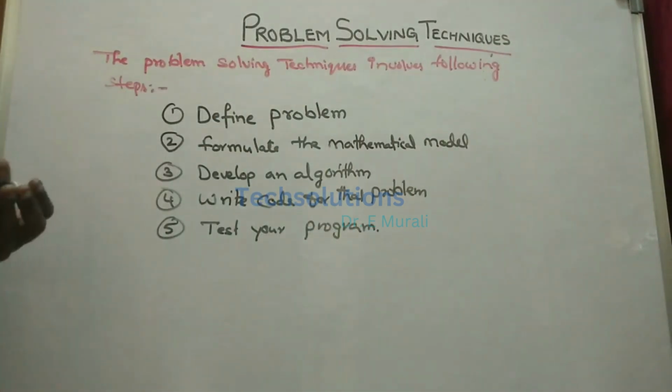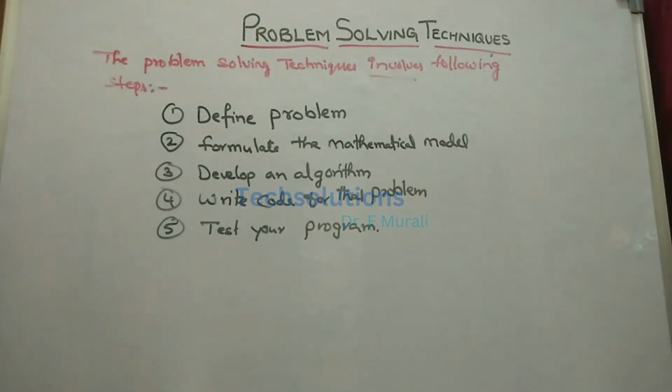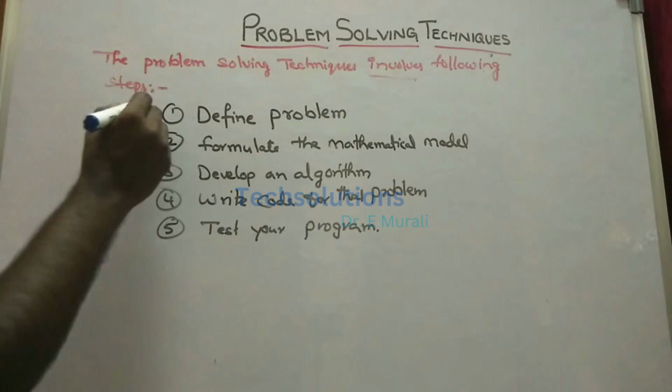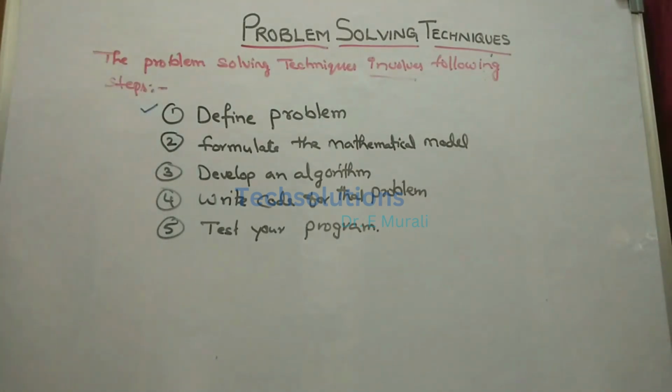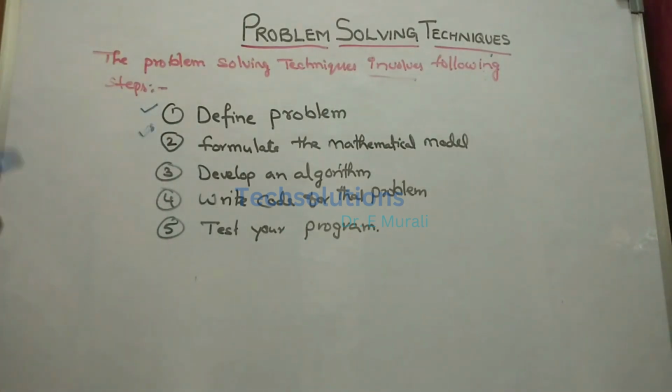Clear? These are the steps involved in solving any problem. Right? What is the first step? The first step is defining the problem. That means we have to define a clear and concise problem statement which will be provided. The problem definition should specify the number of inputs and number of outputs. That is a problem defined, and then we have to formulate the mathematical model.